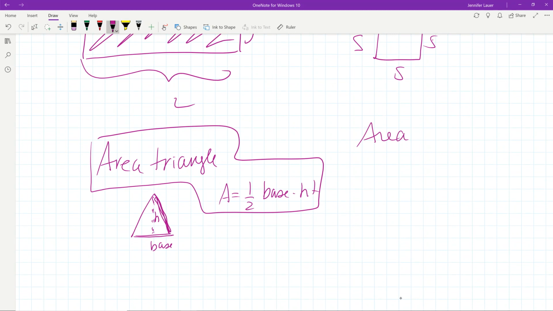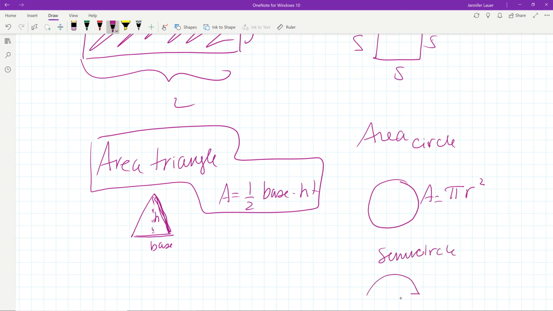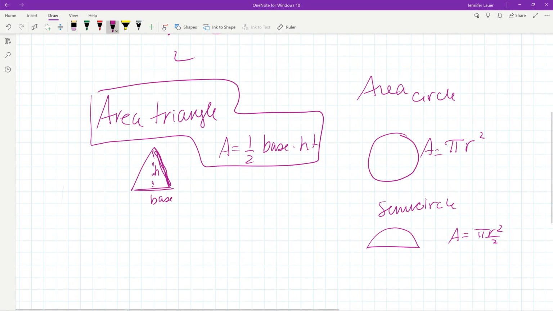The area of a circle would be next. So the area of a circle would be pi times the radius squared. And then in the same vein, the area of a semicircle would essentially be the same thing divided by 2. So this would be area is equal to pi r squared divided by 2. Okay, so we've covered that.